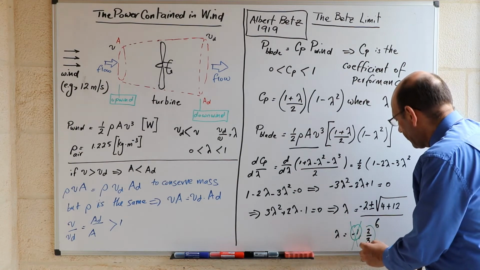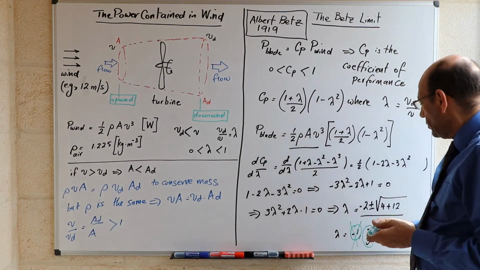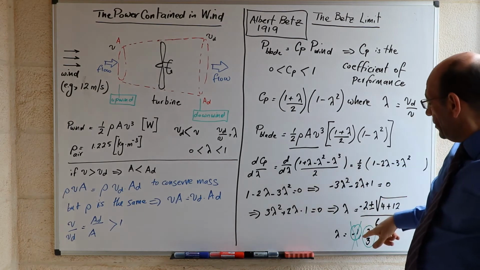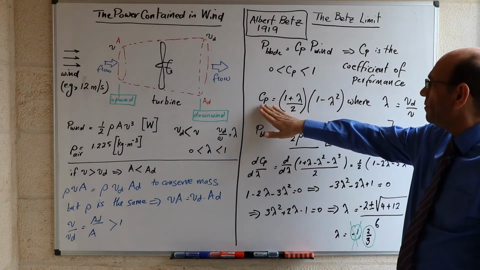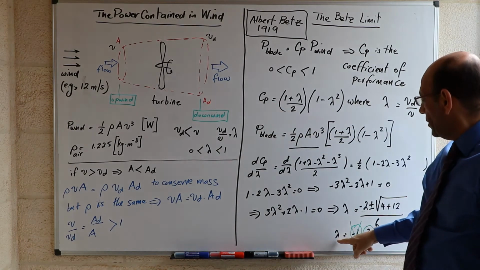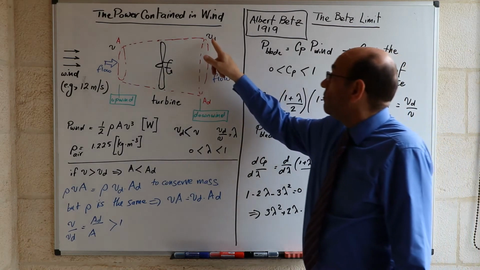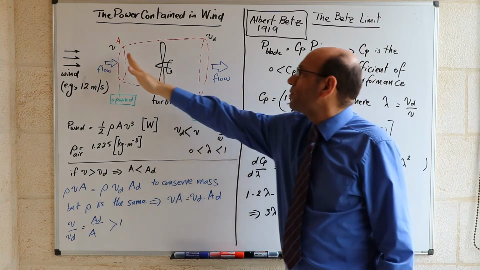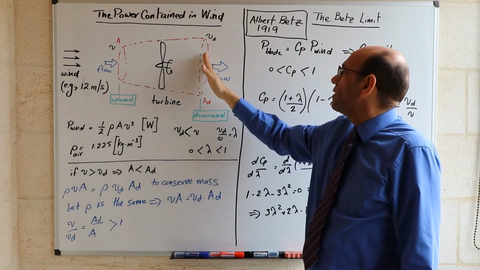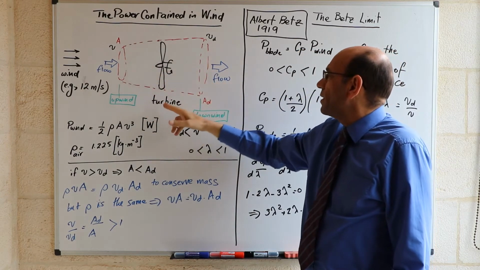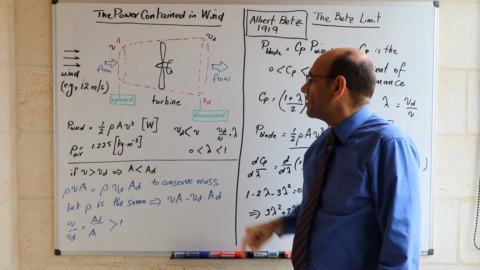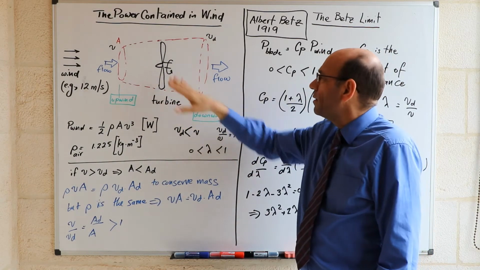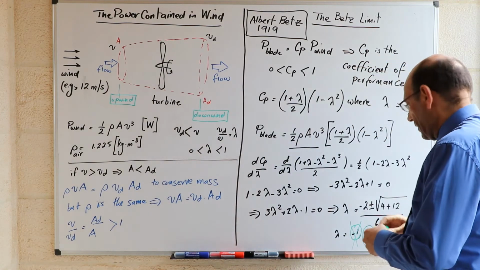So we end up with the value of 2/3, which means that the maximum coefficient of performance takes place when Vd is 2/3 of V. So when the wind drops from this point to 2/3 of its value downwind, that's when the maximum possible extraction of power from the wind takes place by the blade.